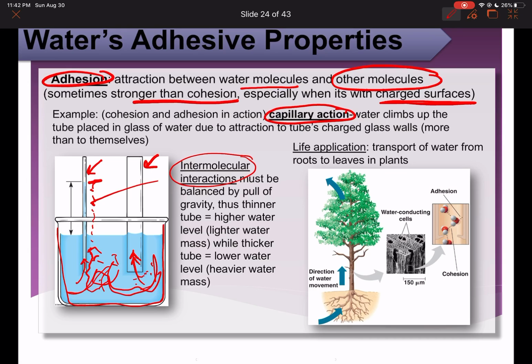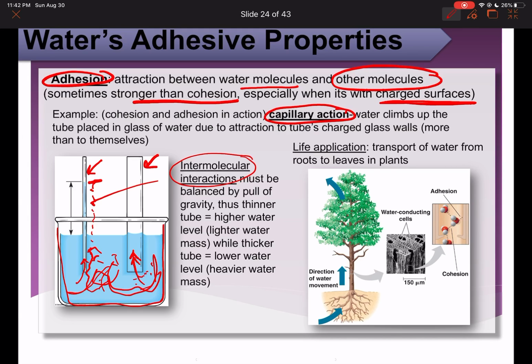So a real-life application of adhesion and cohesion is how tree roots are able to deliver water from underneath the soil all the way up the height of the tree trunk to the very tips of the leaves at the top of the tree. Now, trees don't have a water pump like a water fountain does. So how does water get up to the top?